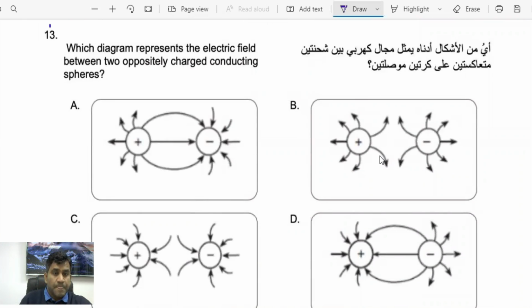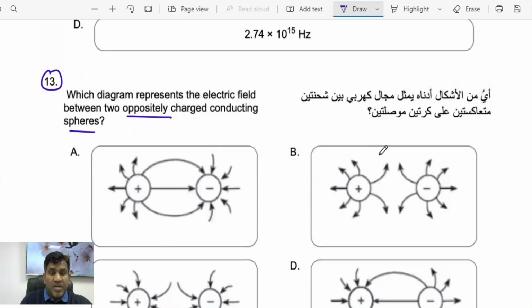Question number 13. Again, it's from electricity and magnetism. Which diagram represents the electric field between two oppositely charged conducting spheres? They are talking about spheres. One is positively charged and one is negatively charged. So let me tell you, consider this is a positive charge. For positive charges, the electric field will be directed away from it.